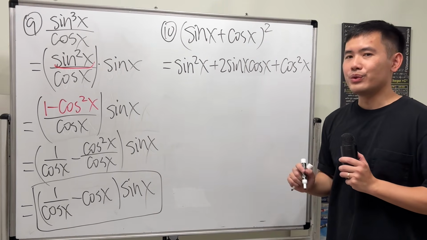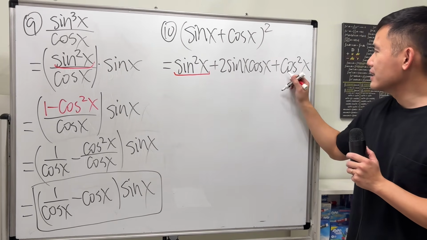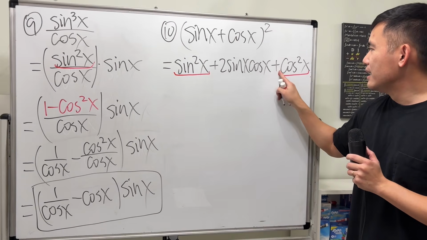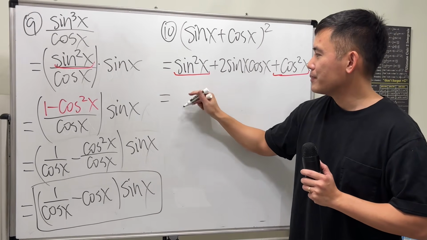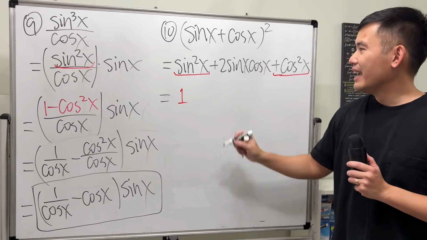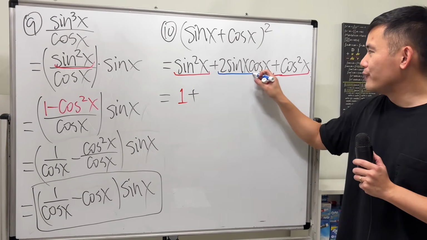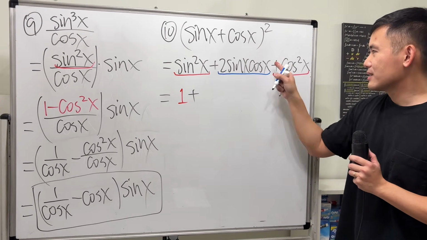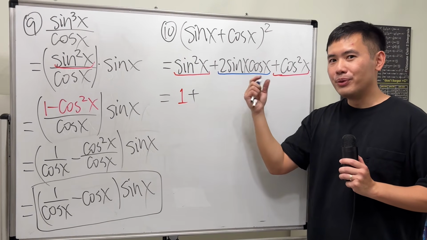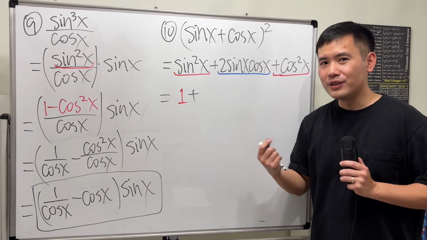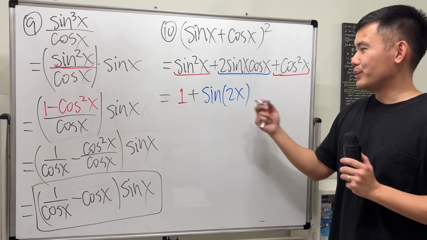Now, what can we do? Well, this is so nice, right? Because we have the sine square x plus the cosine square x. This is a plus. Together, they add up to 1. And then plus in between. Now, this is also very nice. 2 sine x, cosine x. This is not in the integral ready form, but if you put this into the double angle identity for sine, you get sine of 2 times x, which is integral ready.